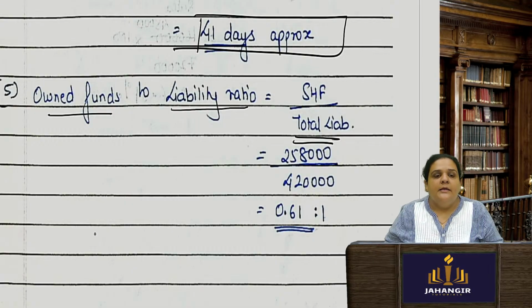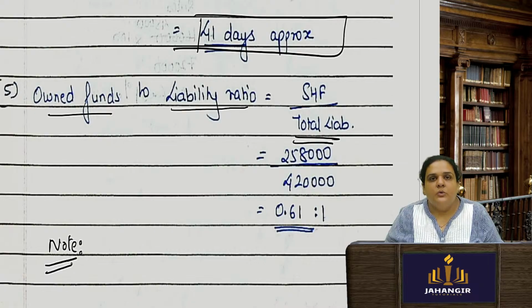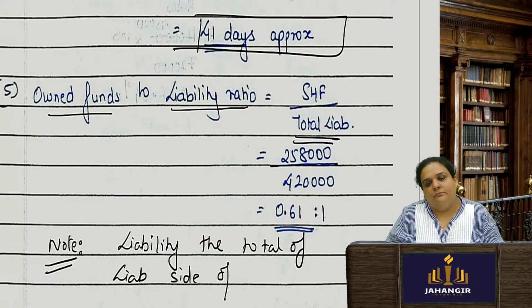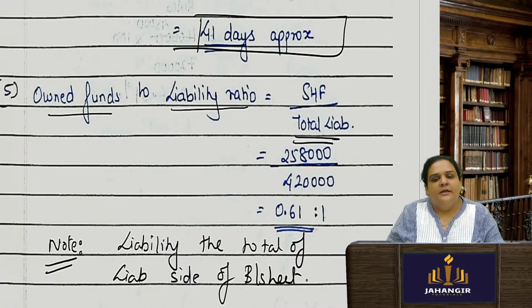Whatever you are doing, see to it that you write a note to it. Generally institutes don't ask this type of questions. I have just kept it over here and I am asking you why, because it's there in the module. So you can write over here that we are assuming that the liability means the total of the liability side of the balance sheet. If you are taking only liabilities, that is long-term, short-term liabilities, then you can mention it like that and give the ratio.